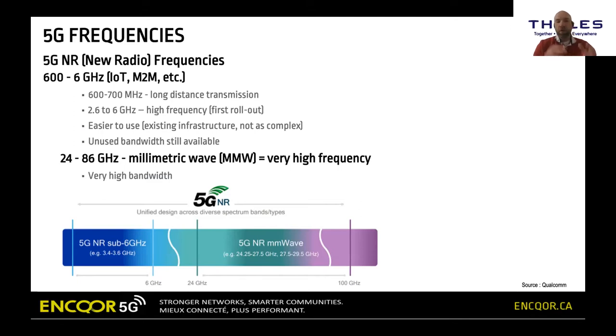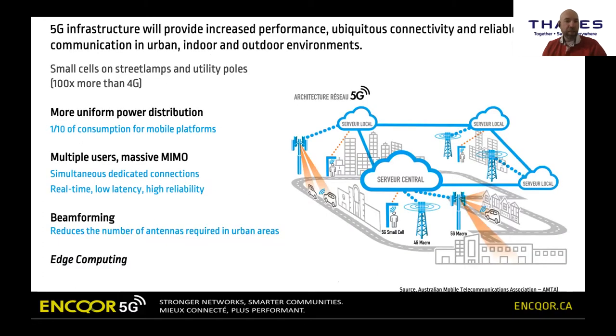You have also the sub 6 gigahertz, which is almost the same frequency as your router, your Wi-Fi at home, or actually the cell phone that we have today, that will be the core of the 5G network of tomorrow. And for specific places, we will have very high frequency, the millimetric wave, and this millimetric wave will allow you very high bandwidth, but has some other challenges.